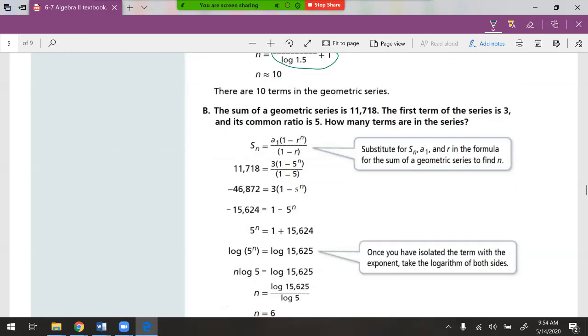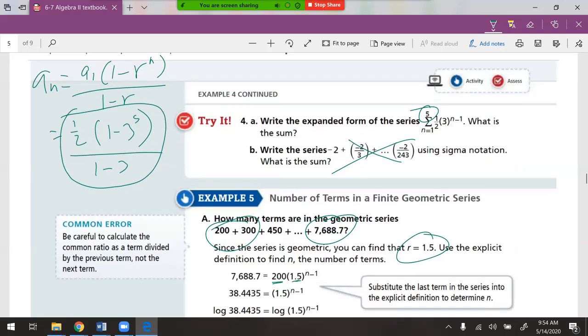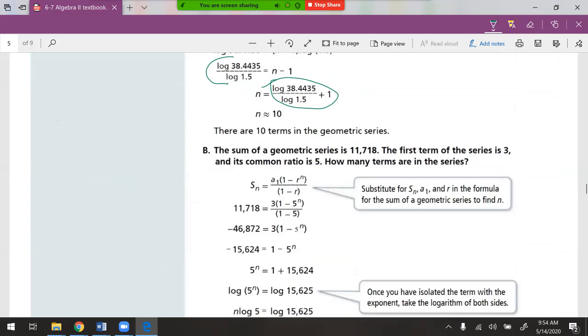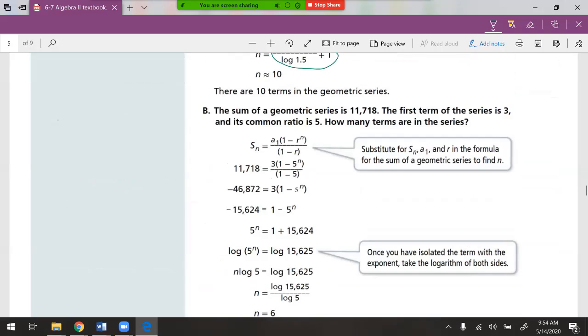Now for this one here, the sum of a geometric sequence is this. The first term is 3, and the common ratio is 5. How many terms are in the sequence? Well, I use the geometric series equation to find out how many terms there are, and I choose that equation after that, okay?